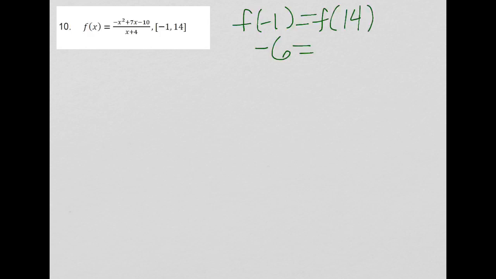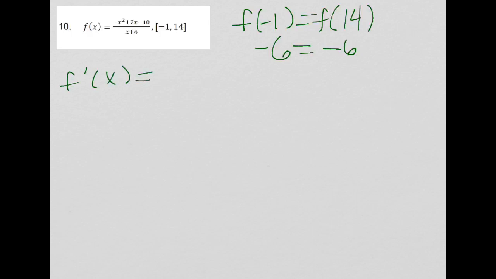Okay, so it's continuous except at negative 4, which is not in our interval. It's differentiable on our interval. So then the question is, does the value of the function at negative 1 equal the value of the function at 14? At negative 1, I get negative 18 over positive 3, so I get negative 6. And if I substitute in 14, I get negative 108 over 18, which also reduces to negative 6. So it's continuous, it's differentiable, and the endpoints are equal. So I can take a derivative.